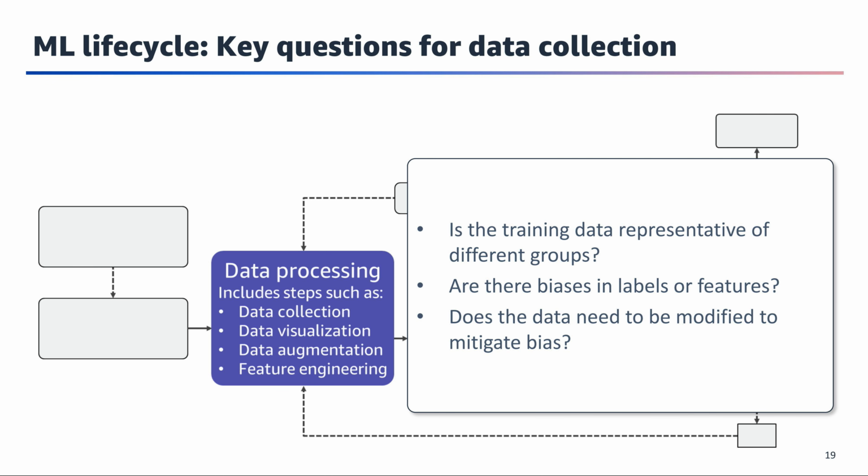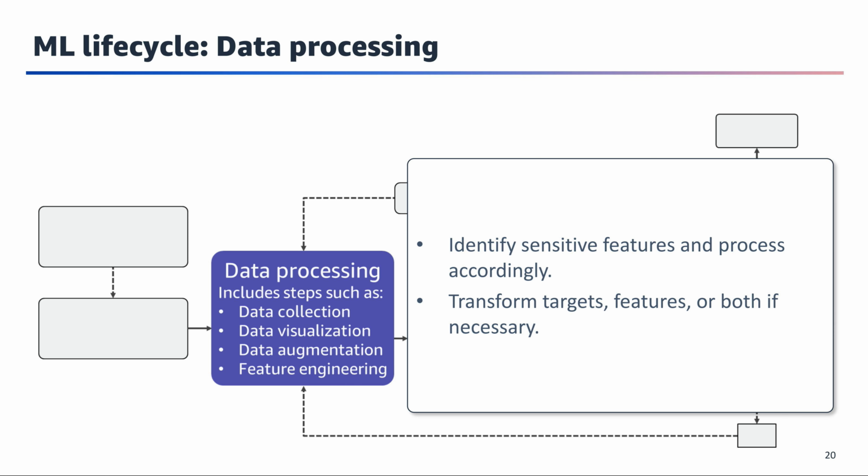You should question, is the training data representative of different groups? Are there biases in labels or features? Does the data need to be modified to mitigate bias? If you identify bias in the data, you can take certain steps to remove the bias. For example, you could try to remove the problematic features or transform the dataset. However, removing the bias isn't as easy as you might think.